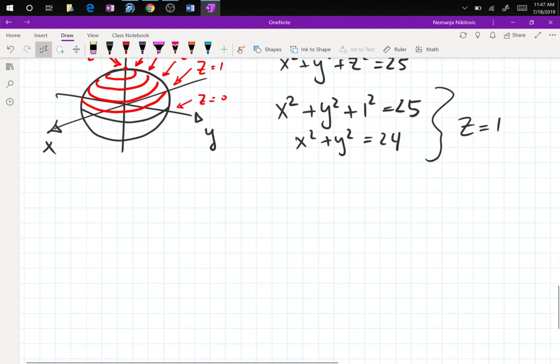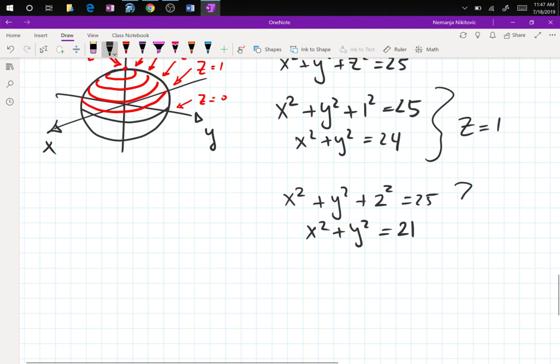You can have a level curve with z equals 2, so x squared plus y squared plus 2 squared is equal to 25. That's x squared plus y squared equals 21. This is z equals 2. The important part is that you are on this constant elevation of z equals something. And that is important to us because we can create terrain maps.